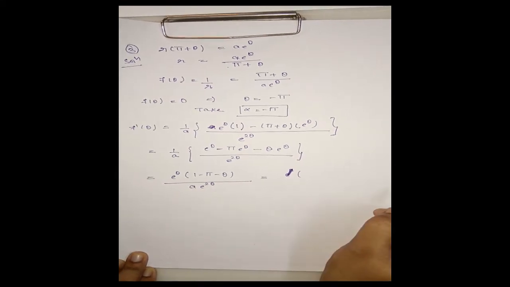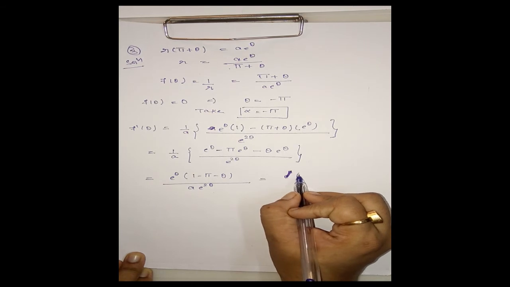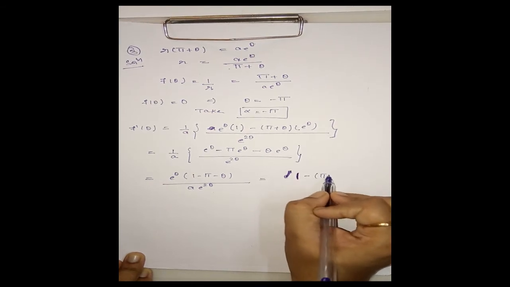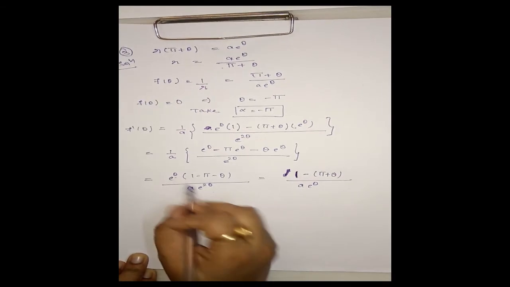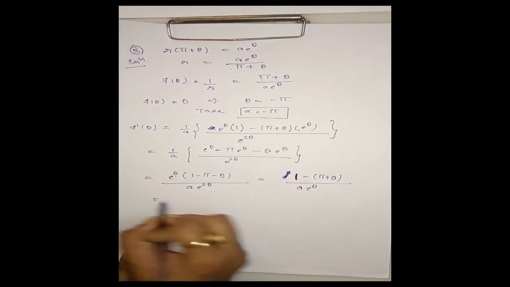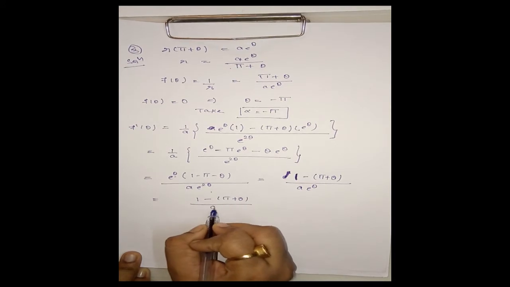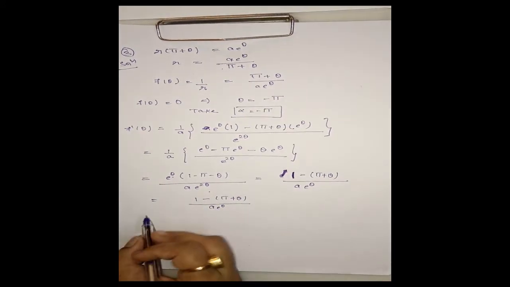e theta will get cancelled out, and we are left with 1 e theta in the denominator. This can be further written as 1 minus pi plus theta upon a e theta. 1 e theta will be cancelled out. That means 1 minus pi plus theta upon a e theta. This is my f dash theta.